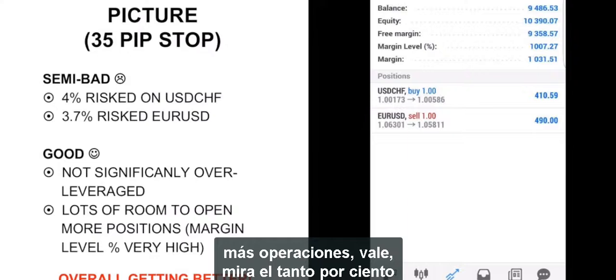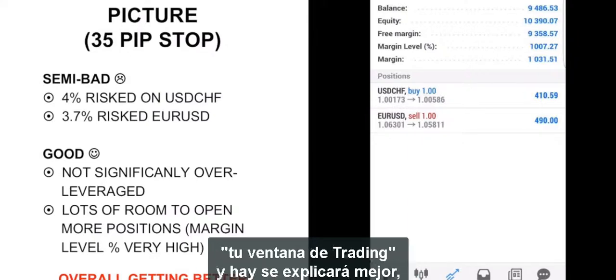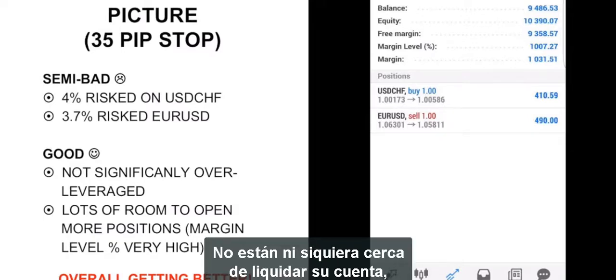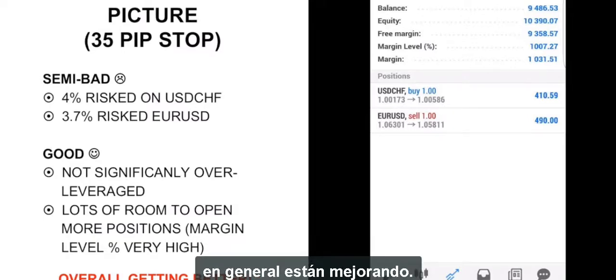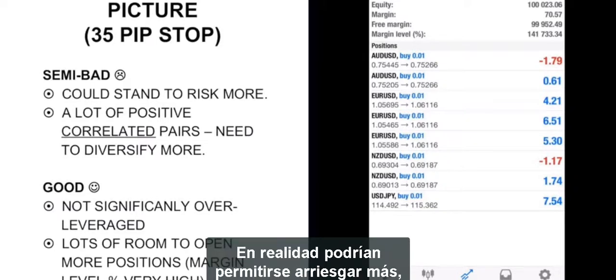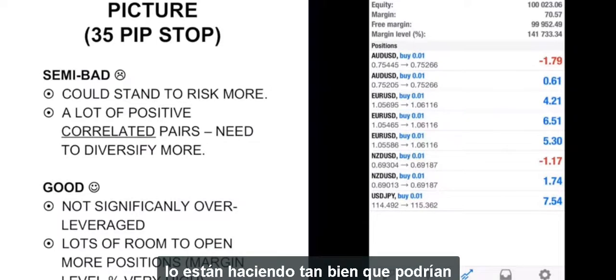Okay, look at the margin level percent. It's very high. Go check out the video, your trading window, and that will explain more. So that's good. They're not anywhere close to blowing their account. Overall, getting very good now. We're getting better. Now, again, 35 pip stop required for this one. What's semi-bad? They actually could stand to risk more. They're doing so well, they could actually stand to risk more.